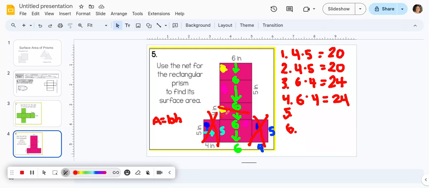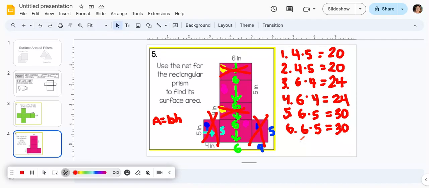Now, I've done these yellow shapes. So the only shapes I have left are those pink shapes. So I can see here I have a base of 6 and a height of 5. So 6 times 5 is 30. And I know that I have 2 of those. Again, 6 times 5 is 30.